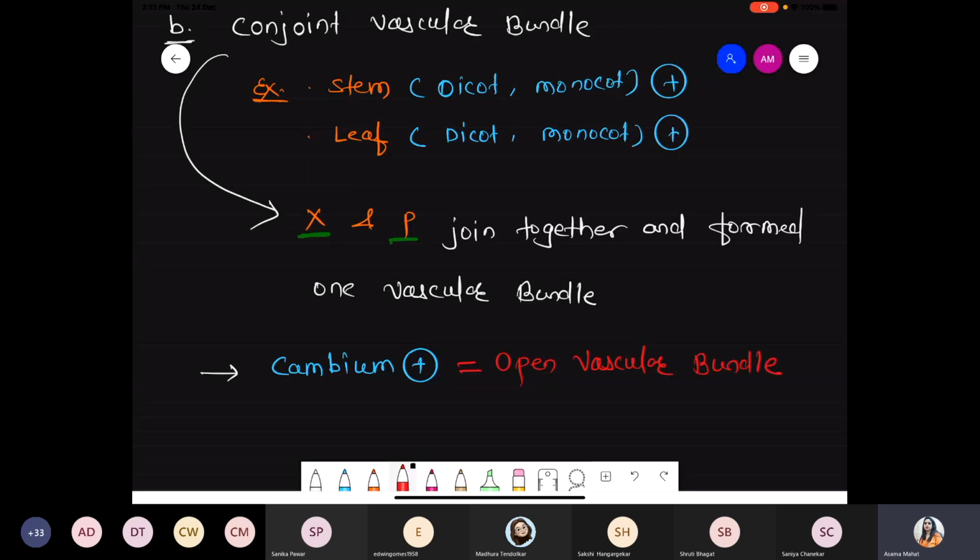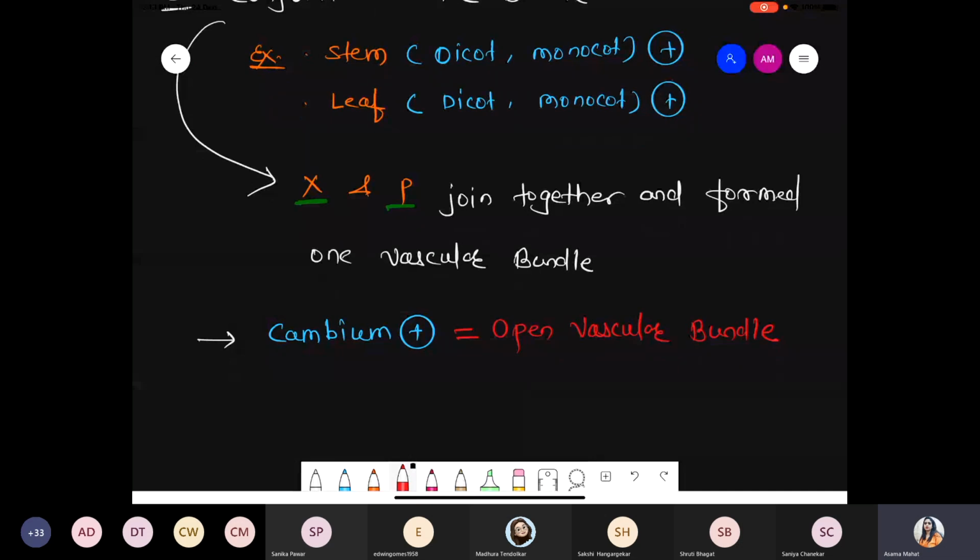Open means what? We'll discuss that part later, because cambium is present. And please remember, such an open vascular bundle is present in the dicot stem, not in the leaf. Please remember, the leaf does not have cambium. In case of the dicot leaf, it is absent. So we are taking only one example, dicot stem, where cambium is present, right?